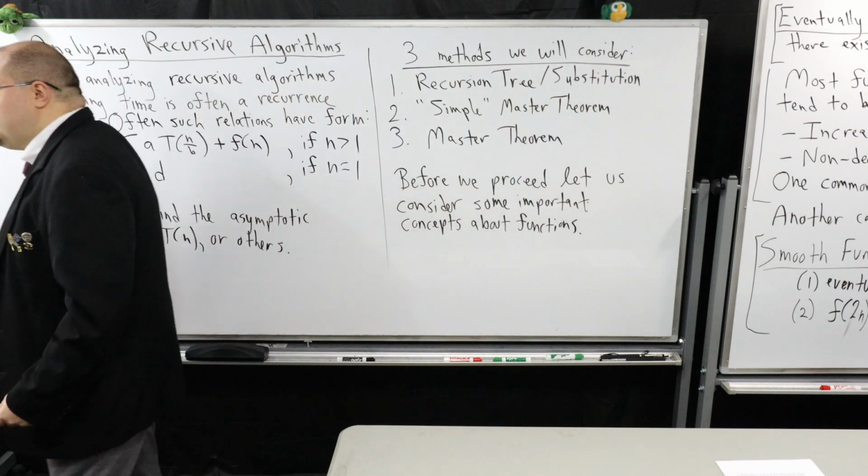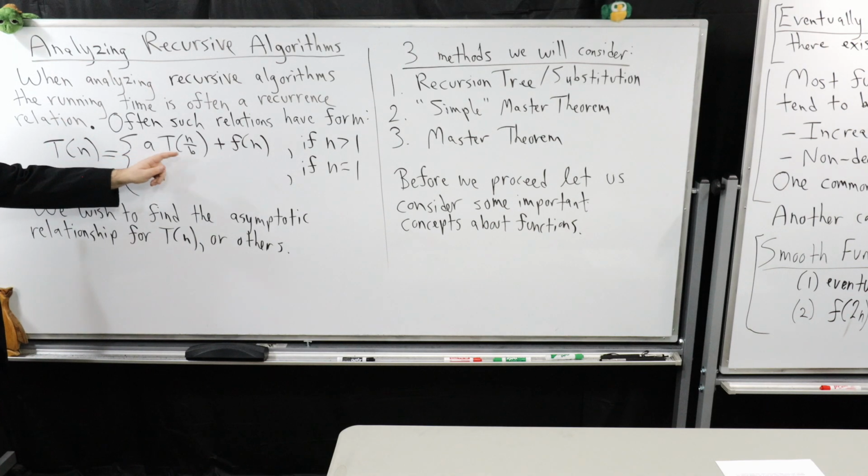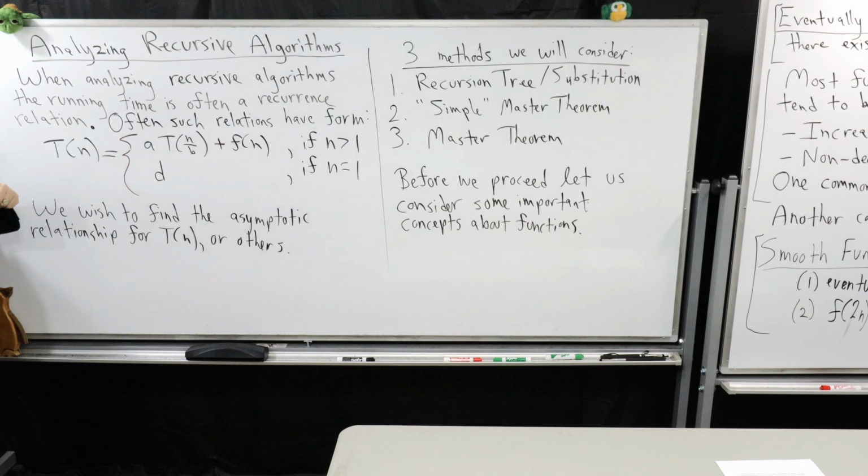It's just a function that is represented in terms of itself. And the ones that we're going to be really interested in typically have a form that looks like this, where I have T(n), and there's two parts. The first case is where I have a constant a, a constant b, and I have T(n/b) multiplied by a, plus some function f(n). That's if n is greater than 1. Otherwise, I have some constant d if n is equal to 1.